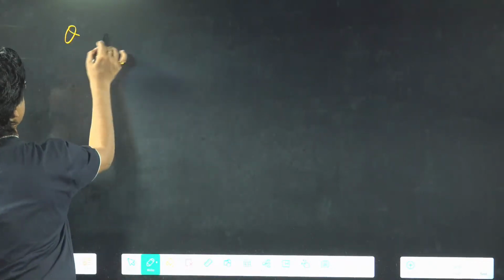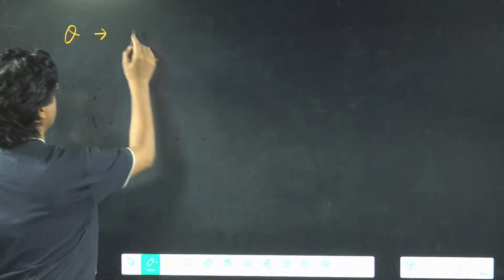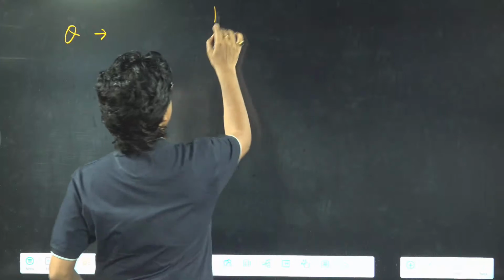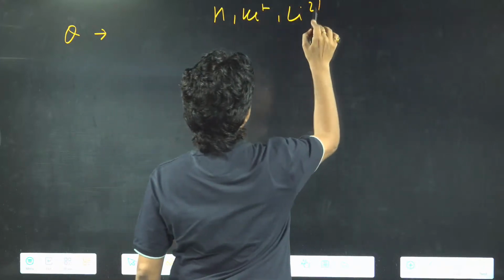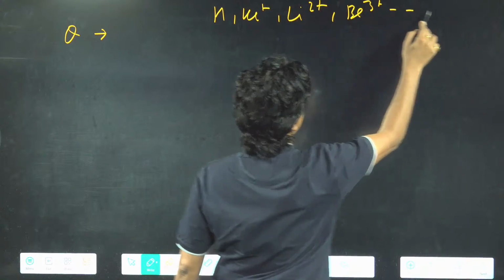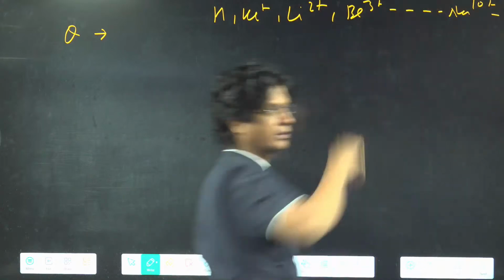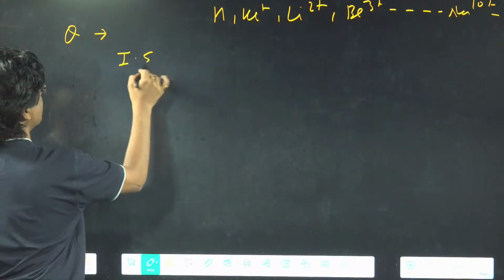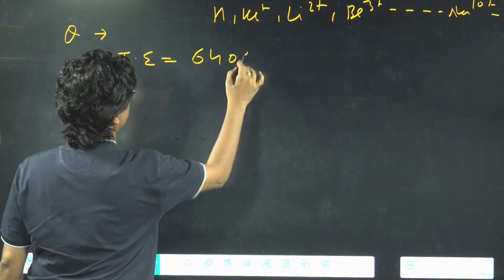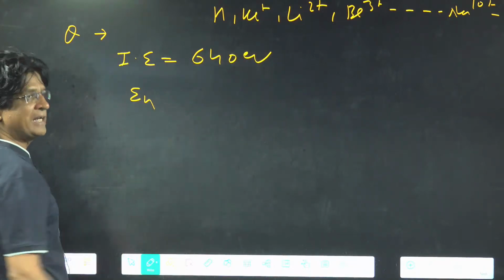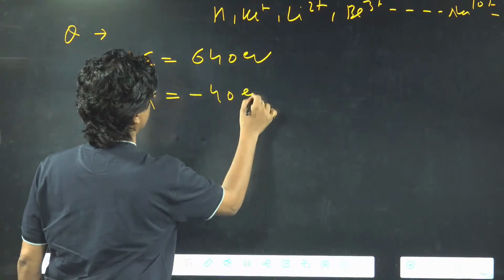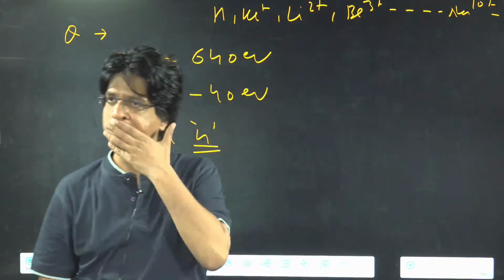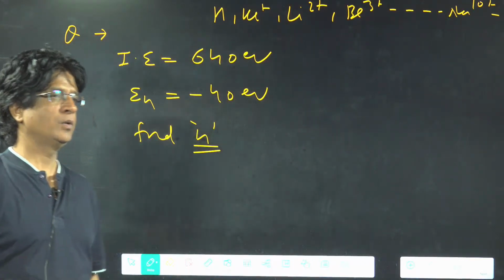Question number 1 today in this evening session. All these questions pertain to one electron species, like H, helium plus, lithium 2 plus, beryllium 3 plus, and so on, sodium 10 plus also. Just keep one electron, remove other electrons. So I'm giving you ionization energy as 640 electron volt. They're saying energy of nth orbit is minus of 40 electron volt. They're saying find n. Come on, find n.